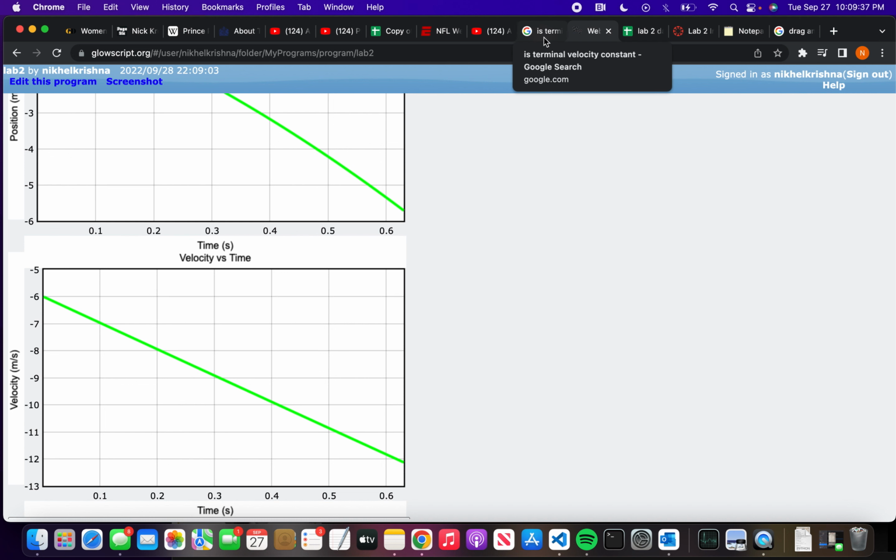Possible sources of error for this assignment could have been human error in positioning the center of mass in Tracker, or releasing the ball of paper at a non-constant velocity, which would have skewed some of the acceleration results.